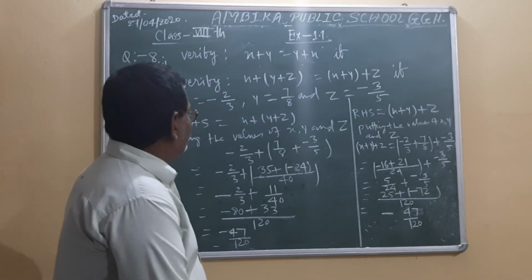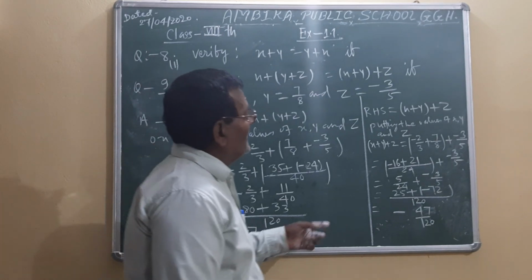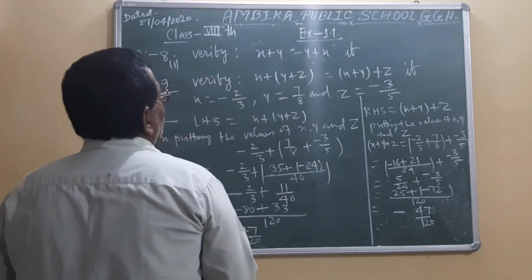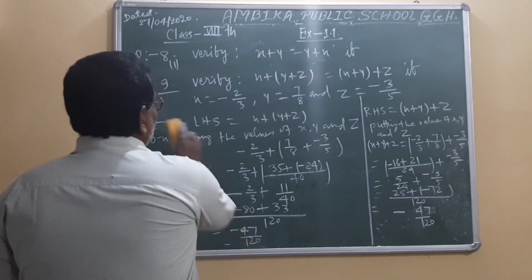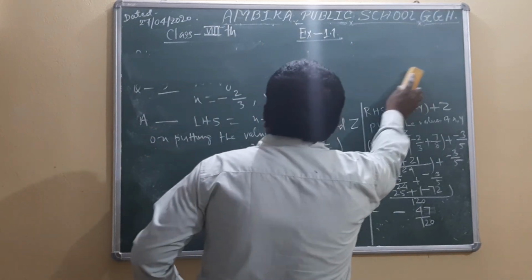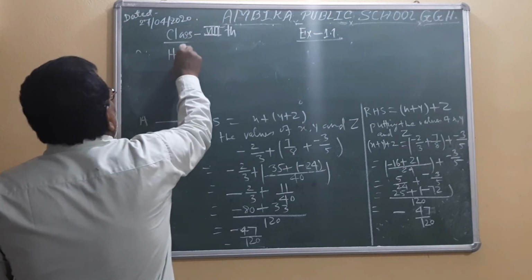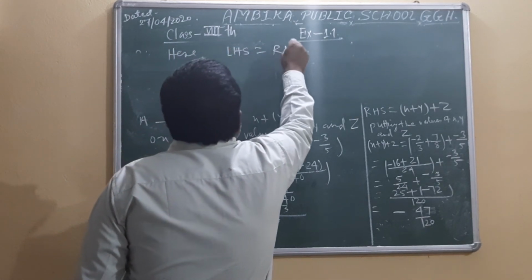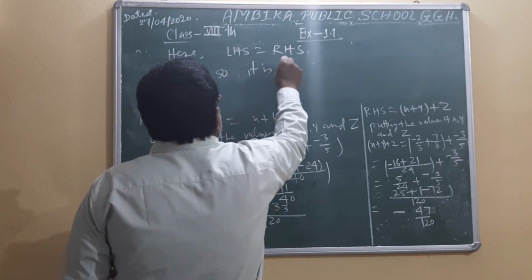LHS is equal to RHS. The value of LHS is minus 47 by 120 and the value of RHS is minus 47 by 120. Here LHS is equal to RHS, so it is verified.